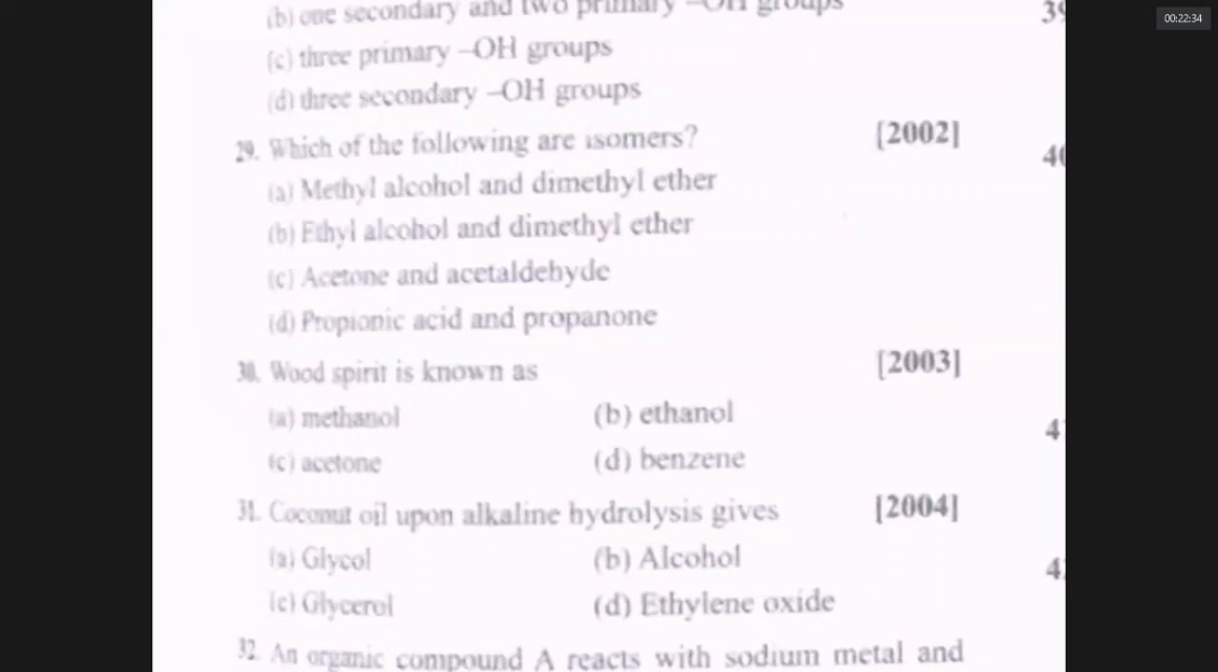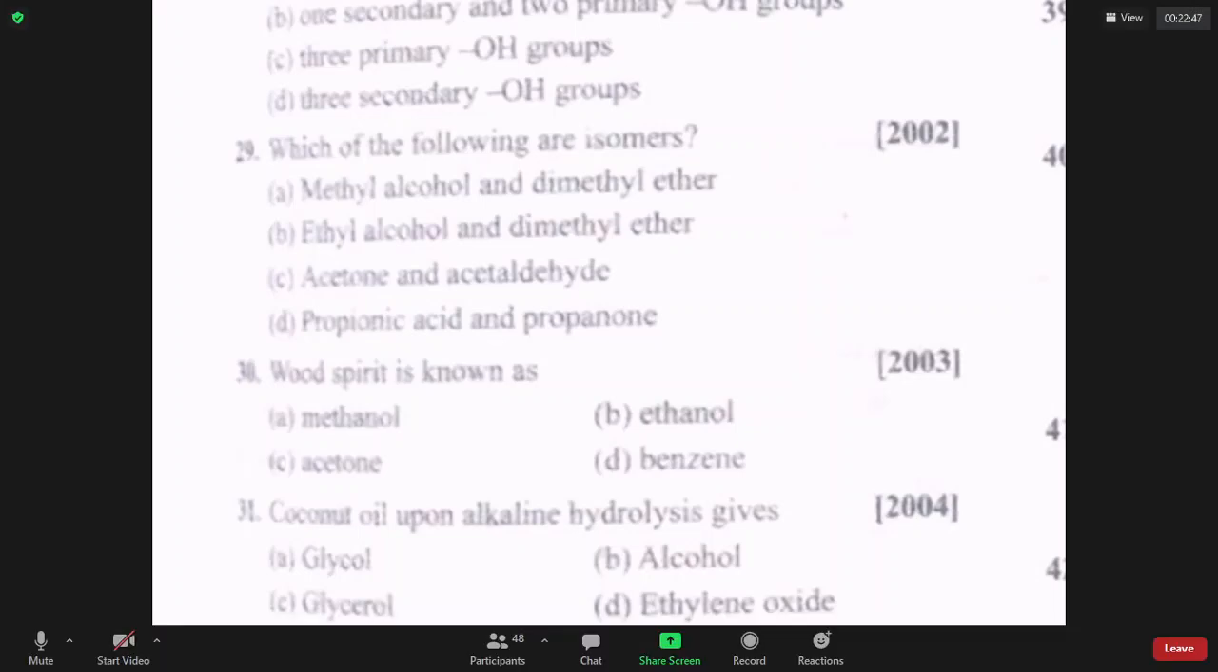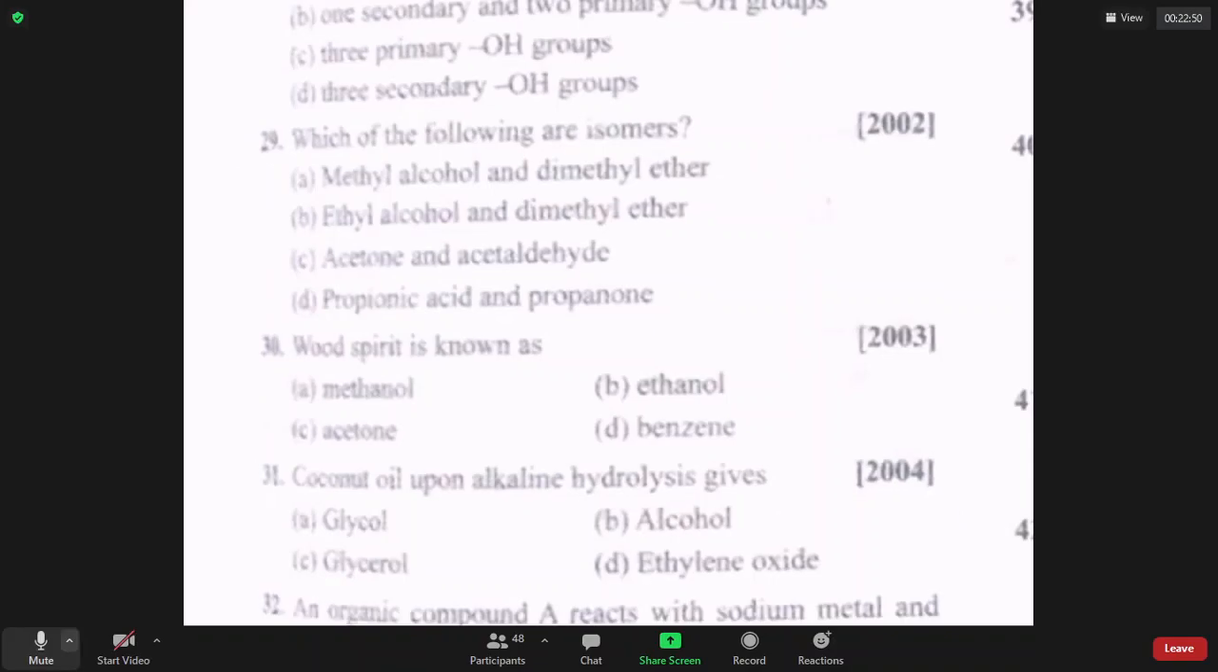Sir, the alcohols and ethers have the same formula. If they have the same number of carbons and the same formula, they are isomers. Ethyl alcohol has a formula C2H6O. Dimethyl ether also has a formula C2H6O. But ethyl alcohol is CH3CH2OH. Dimethyl ether is CH3OCH3. Both are functional isomers. To distinguish these two compounds, we add Na metal. Only alcohol gives hydrogen gas with sodium metal, ether cannot. So answer for the 29th question is B for Bombay.